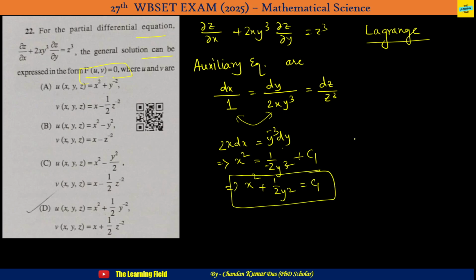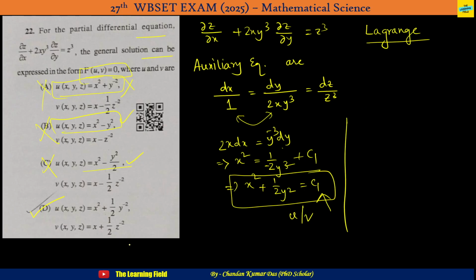So now you can check that this c1 is either u or v. Here we see the form of u is given like that. So here this u does not match, cancel this option; this u also does not match, cancel; this u also does not match, cancel. So option D is the only answer to this question.